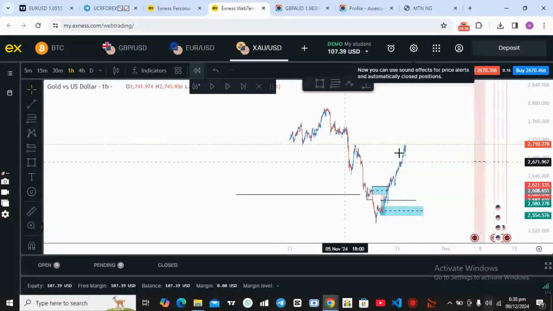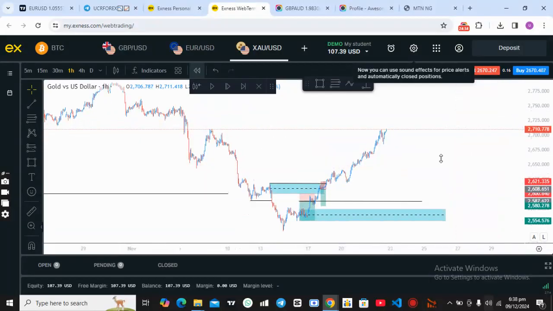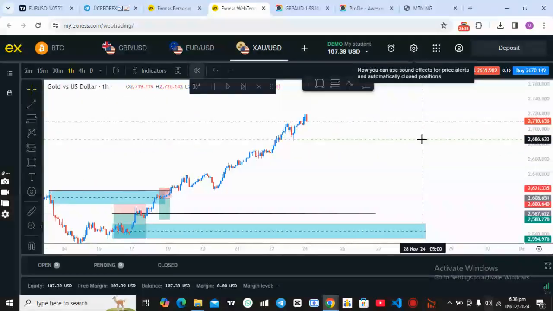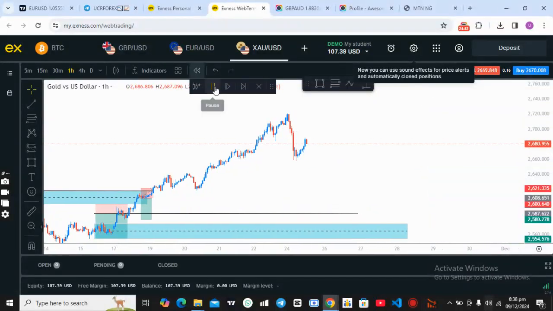On a daily time frame, we all know that there's a shift in market structure here. Why is this thing not loading now? Let's say we are following the trend. Don't worry. Let's follow the trend and see what the trend is doing.